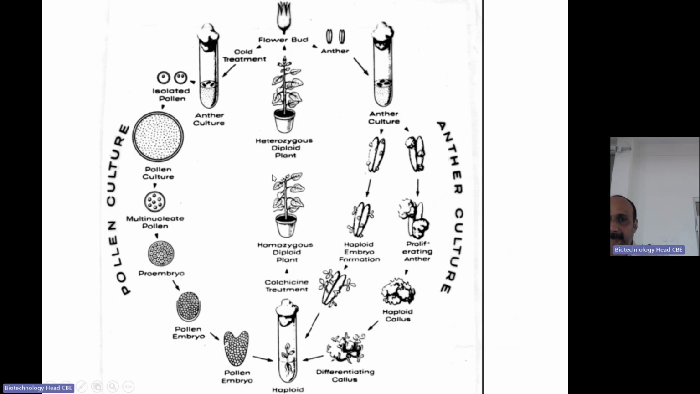So this is again the pictorial representation where you have this heterozygous diploid plant, take the flower bud. The anther can be kept in the media, where it can produce direct embryogenesis, producing haploid plants, or indirect organogenesis producing callus, and this can give rise to the haploid plant. And this haploid plant cannot set seeds, so it needs to be treated with colchicine, which can make it a diploid plant, right? And then the seeds set will be fertile.